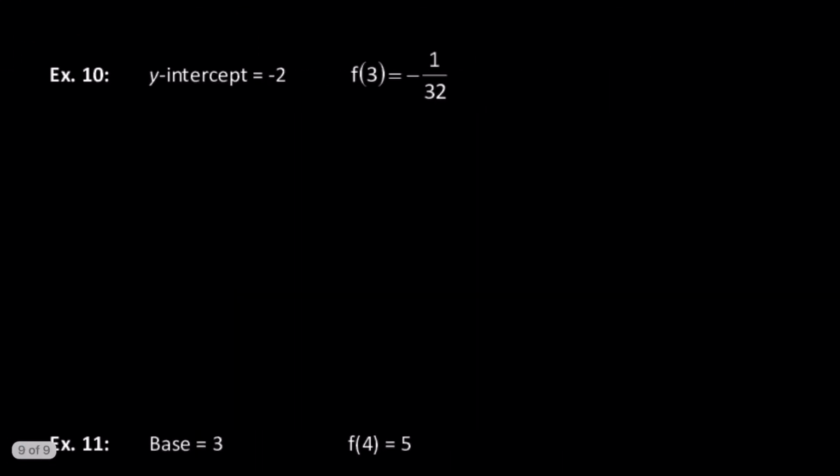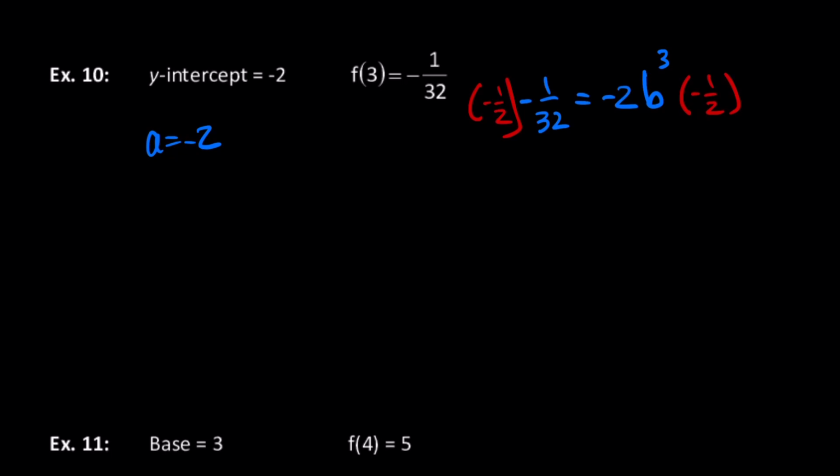Okay, last two. We'll finally wrap this up. Y-intercept is -2. Okay, what does that tell me? A is -2. X is 3. Y is -1/32. So let's plug into that general equation. The y value, -1/32, equals a, -2, times our base, which we're solving for, to the x. So now this one, I need to divide by a -2. Well, dividing by -2 is the same thing as multiplying by -1/2, right?